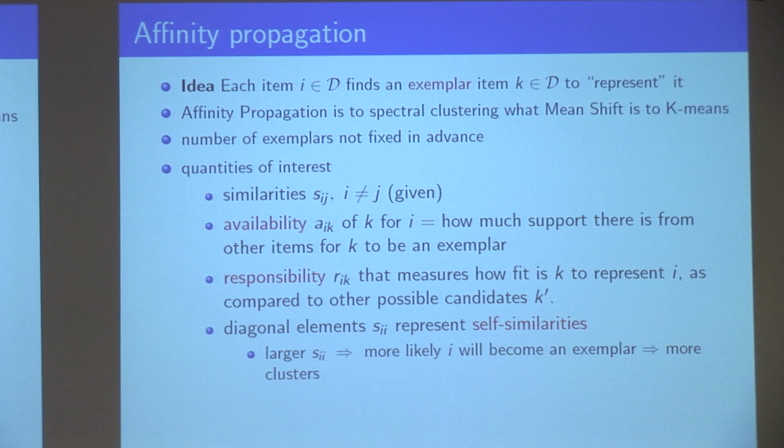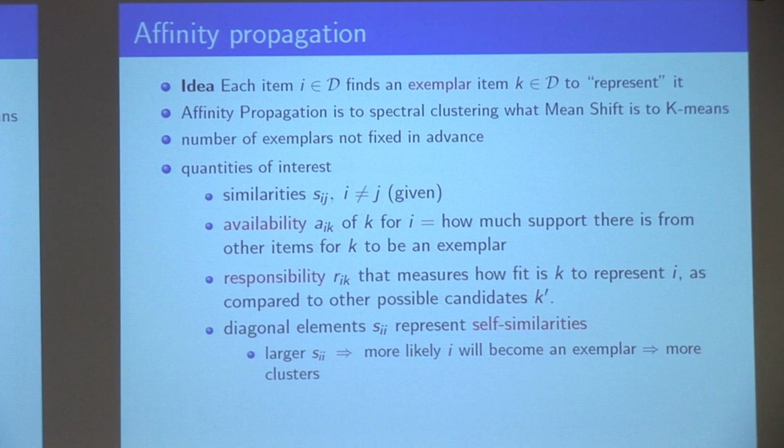And then the algorithm runs by defining two other quantities, the AIK and the RIK, in addition to Sij, which are given. AIK is called the availability. If a node wants to see how important it is to other nodes, availability is like popularity. How many other people like this node to be an exemplar? And this is AIK: support from node I to k to be an exemplar.